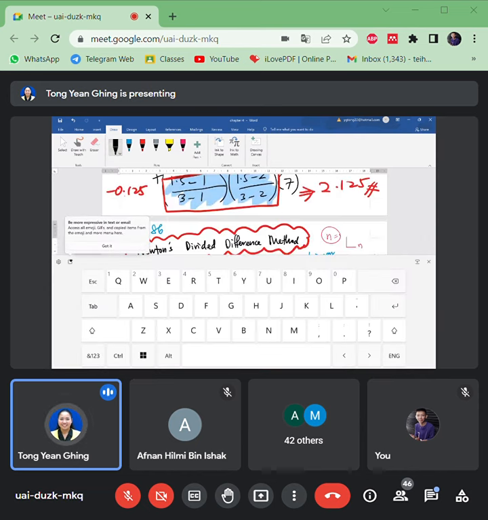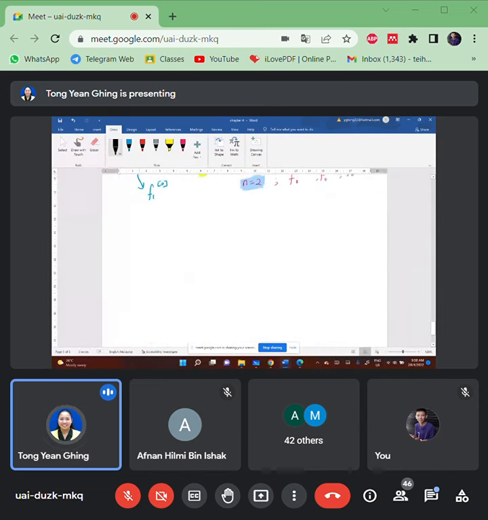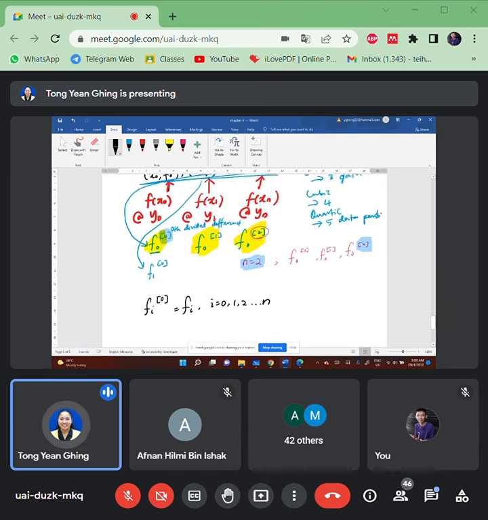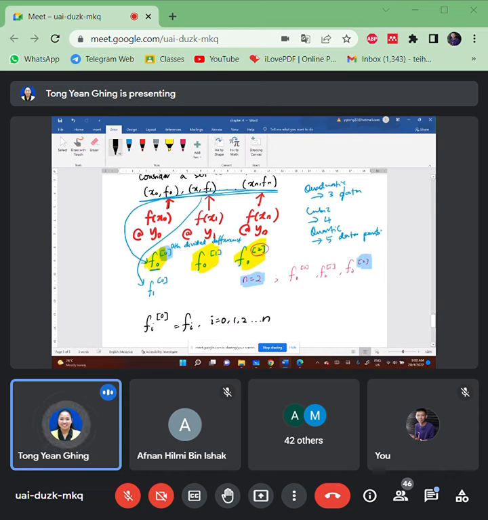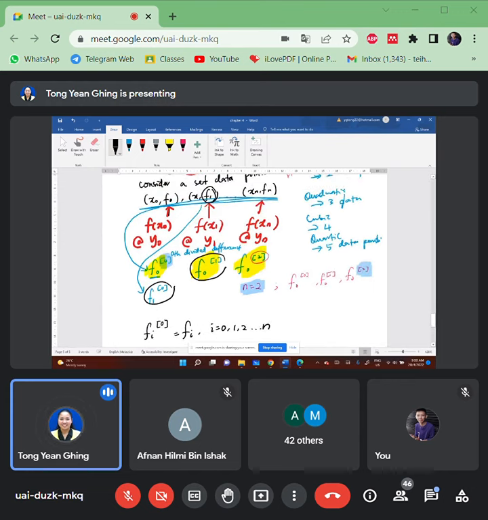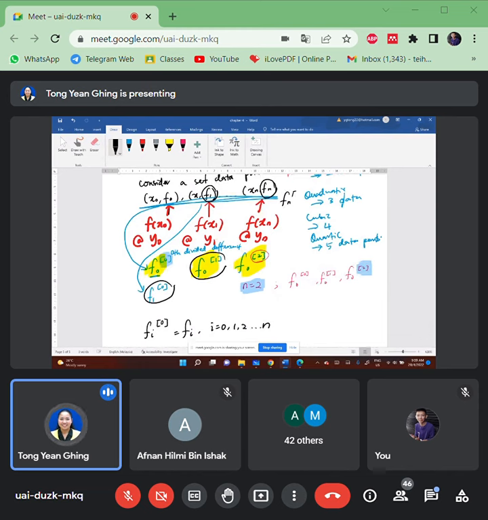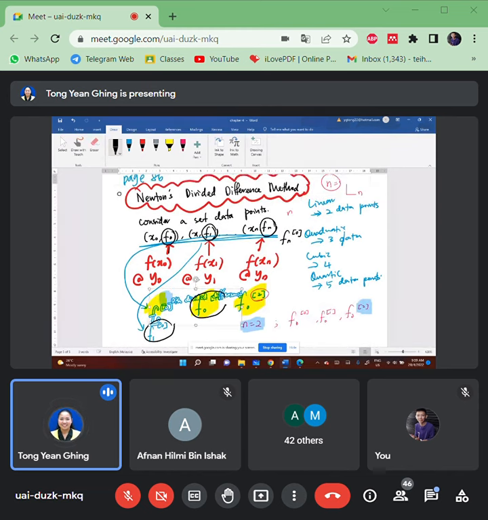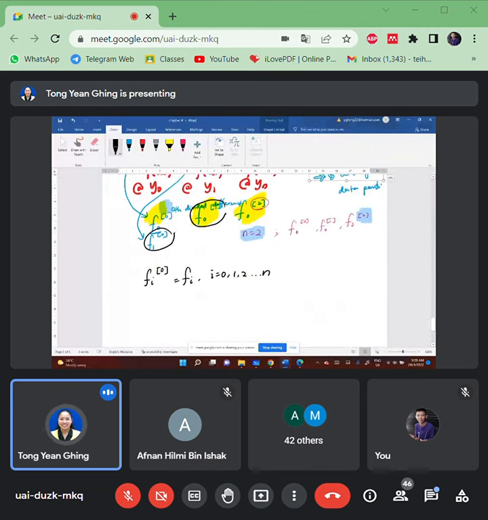It said that, sorry, it's too sensitive. This formula says that Fi at 0 is equal to Fi, which I explained earlier, where i is from 0, 1, 2 until n. If it is 0, that means the value of y. This one, Fi 0, the value of y. That is the 0 degree divided difference.